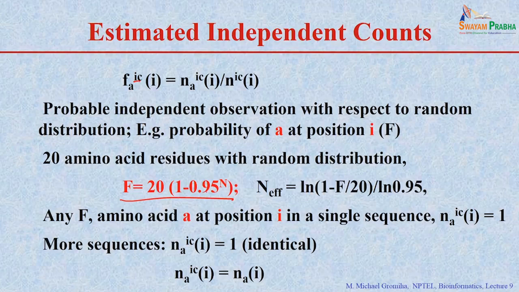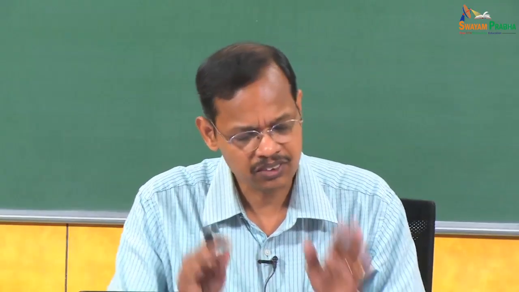1 minus 0.95 equals 0.05, and 0.05 into 20 equals 1, right. So now you can assume that we can fit this function f in this equation in such a way that if it is totally random, it is completely 5%. If you do this equation, you get f equal to 1, which is what is expected, and that is fine.